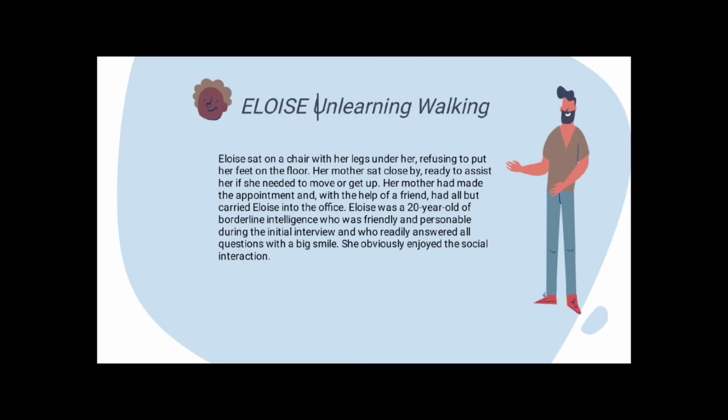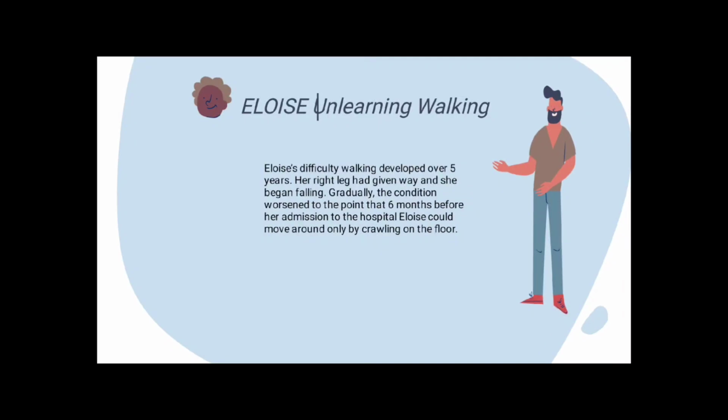Eloise was a 20-year-old of borderline intelligence who was friendly and personable during the initial interview and who readily answered all questions with a big smile. She obviously enjoyed the social interaction. Eloise's difficulty walking developed over 5 years. Her right leg had given way and she began falling. Gradually, the condition worsened to the point that 6 months before her admission to the hospital, Eloise could move around only by crawling on the floor.